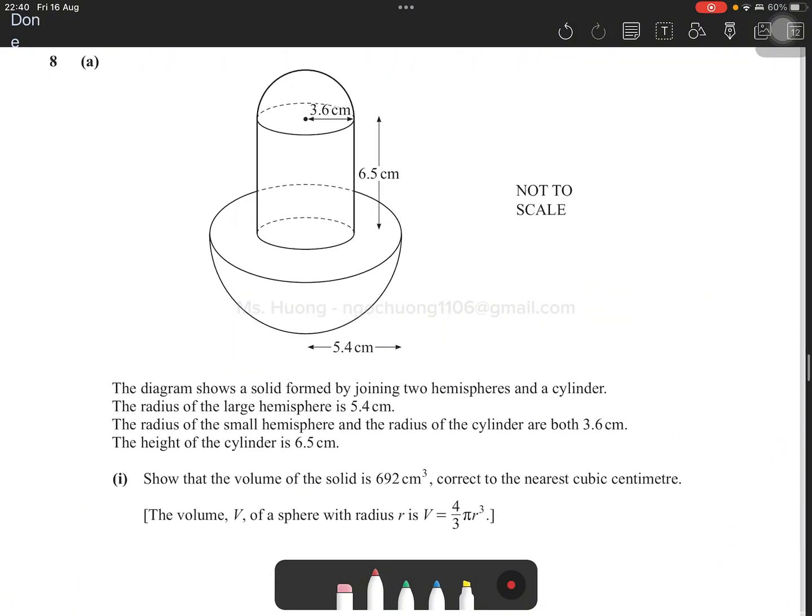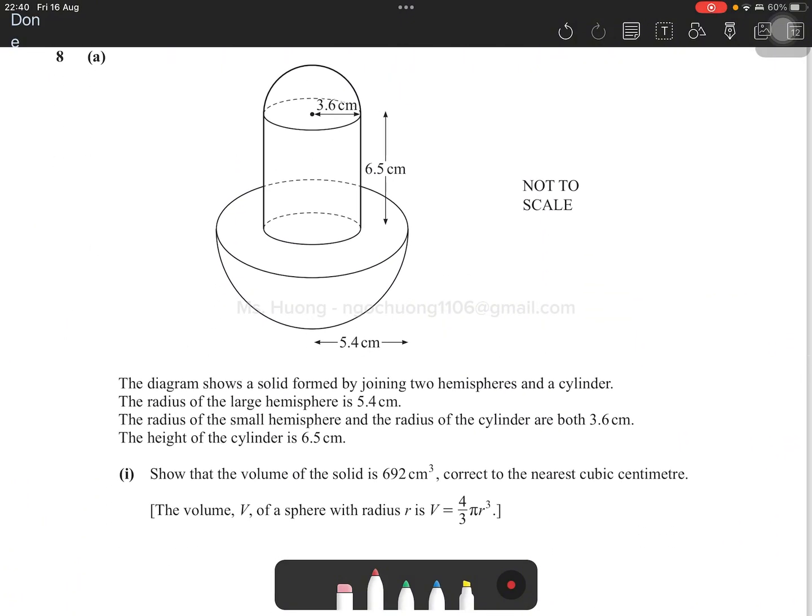Question 8. The diagram shows a solid formed by joining 2 hemispheres and a cylinder. The radius of the large hemisphere is 5.4 centimeters. The radius of the small hemisphere and the radius of the cylinder are both 3.6 centimeters. The height of the cylinder is 6.5 centimeters. Show that the volume of the solid is 692 centimeters cubed, correct to the nearest cubic centimeter.